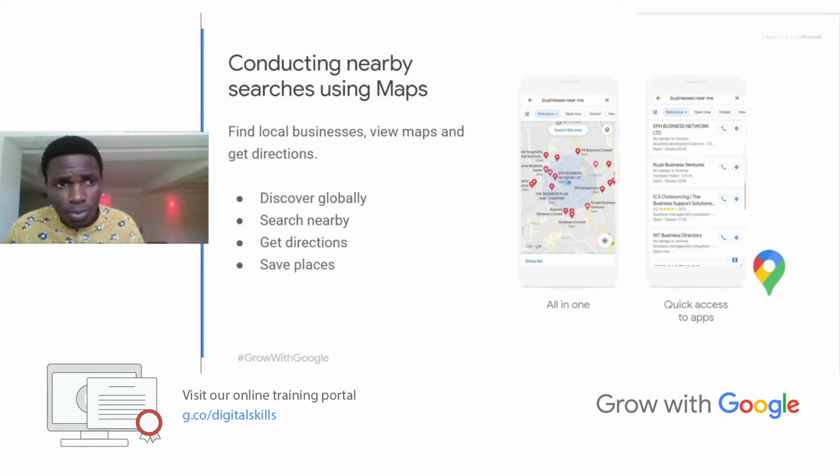Now, let's talk a little bit about conducting nearby searches using maps. What are some of the features that you, as a business owner, can really take advantage of? When people conduct these nearby searches using a map, they're going to discover nearby shops closer to wherever they are, and they'll find local businesses. Nowadays, people are increasingly interested in dealing with local businesses. That's how they tend to think.